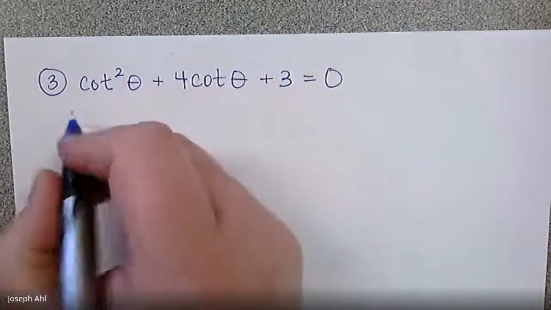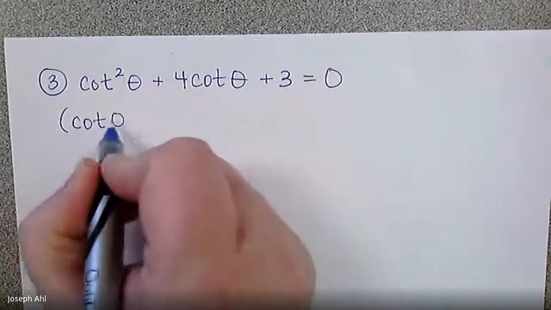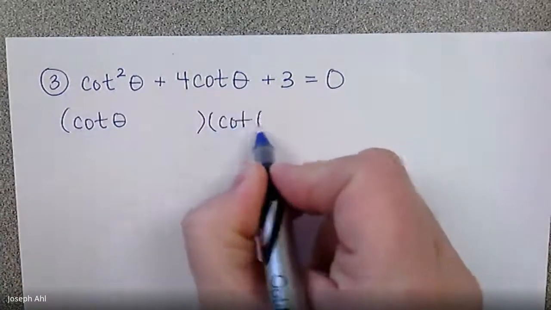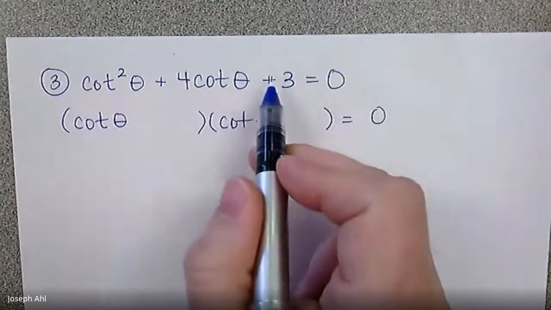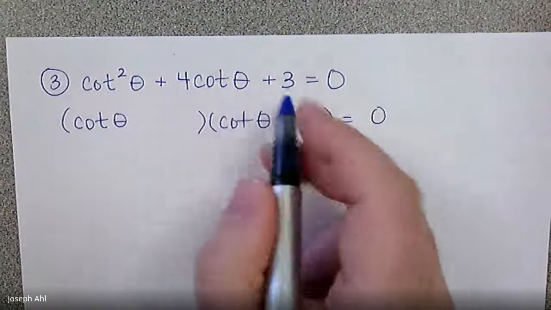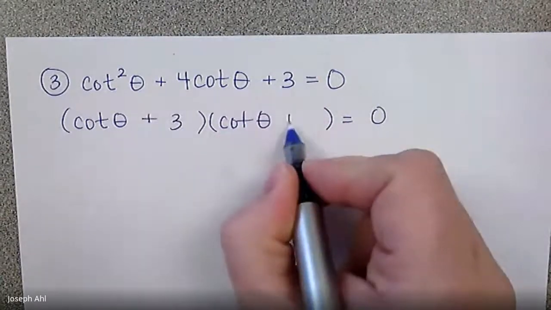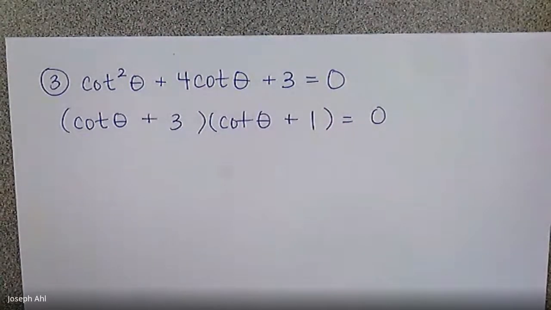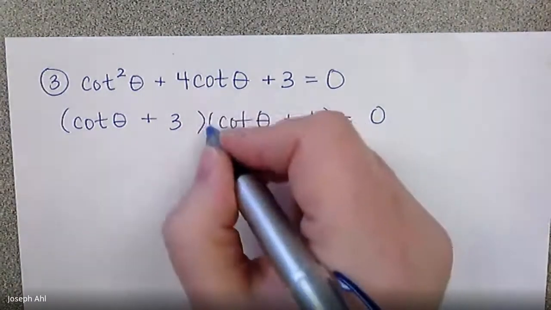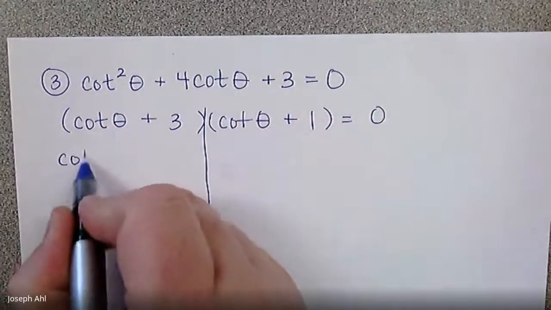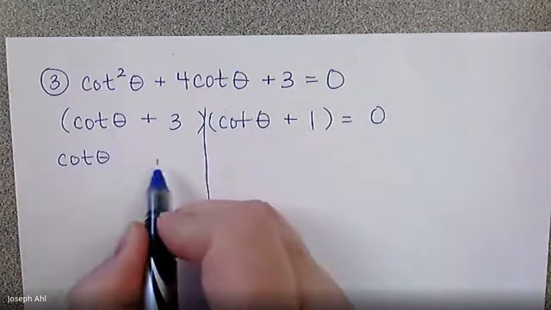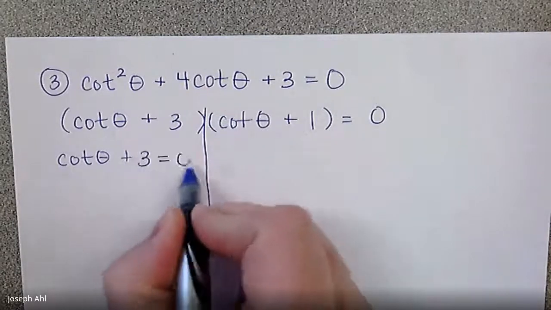The things that multiply to cotangent squared are cotangent theta and cotangent theta. And then what multiplies to 3 but adds to 4? Well, it's going to have to be a plus 3 and a plus 1. So that is the correct factorization for cotangent squared plus 4 cotangent plus 3. If you need to use dummy variables to make some sense of it at the start, please go ahead and do that. On this side, you get cotangent theta plus 3 equals 0.